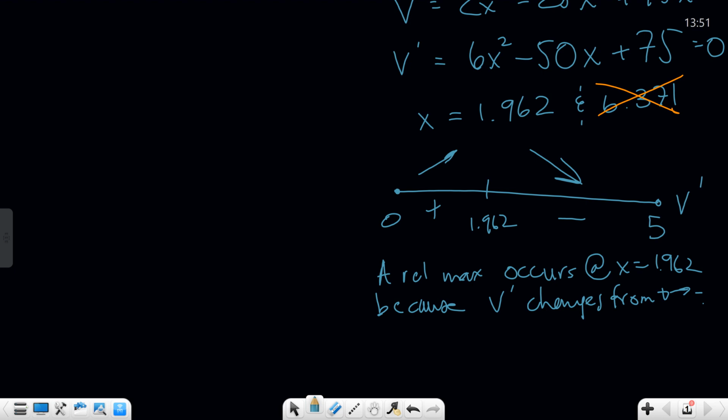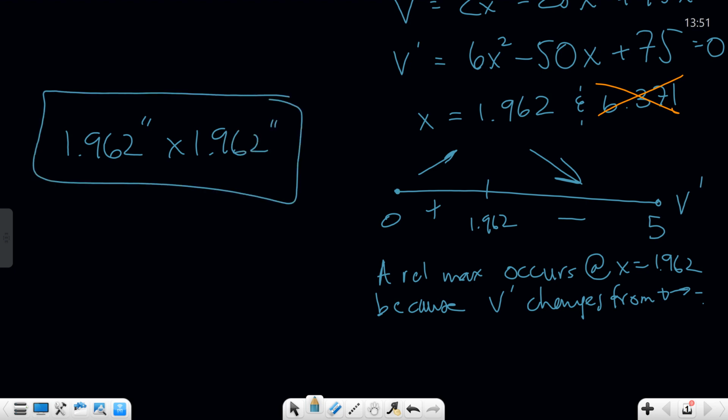So on that problem, it says, where did I put it? What size should the square be cut to obtain a maximum volume? I want that square to be 1.962 inches by 1.962 inches. Problems, questions, concerns? We're good?